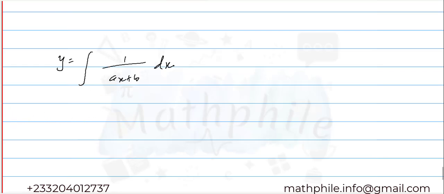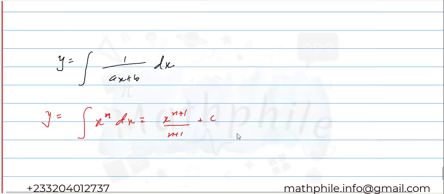Now, in the previous videos, we realized that the integral of x raised to the power n dx gives the final answer x raised to the power n plus 1 over n plus 1 plus c, where we're told that n is not equal to negative 1. But the fact that n is not equal to negative 1 doesn't mean that when n equals negative 1, this can't be solved.